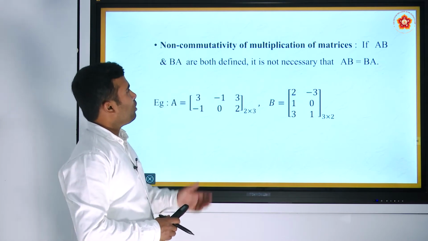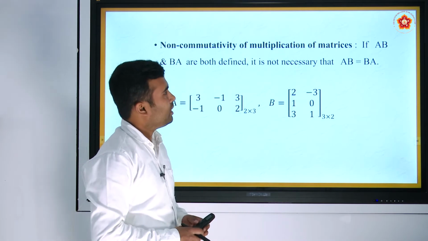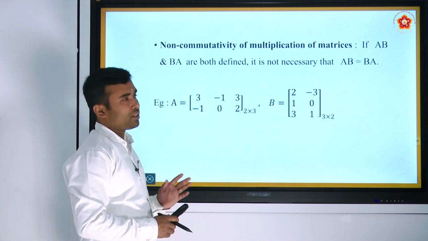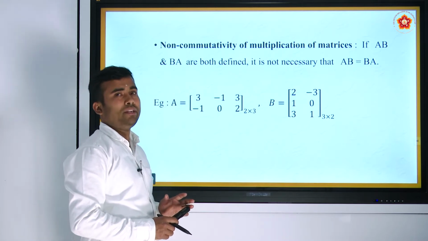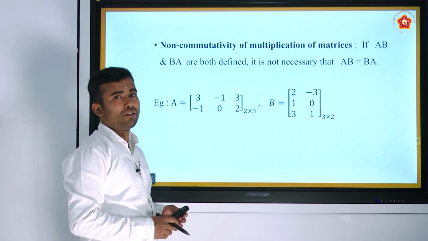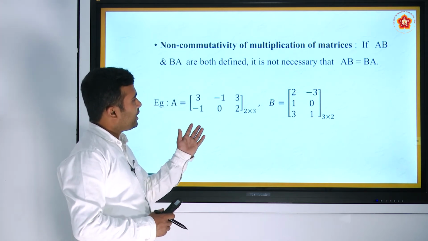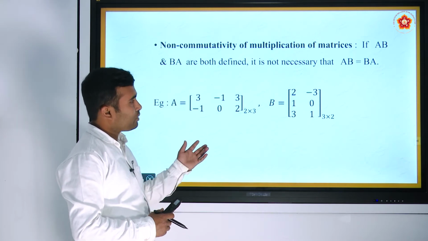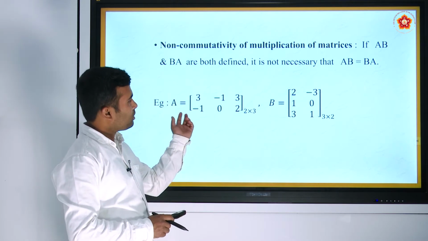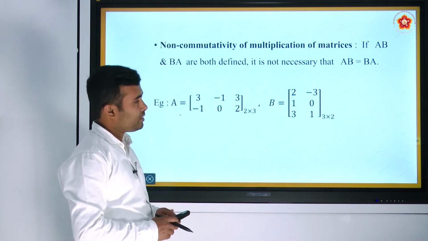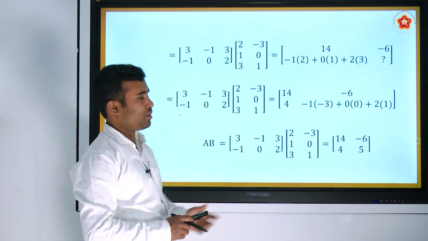Next, non-commutativity of multiplication of matrices. If AB and BA are both defined, it is not necessary that AB is equal to BA. It may be non-commutative, understand? So here we have an example, and we found what AB is in the last slide. You can see the product of these two matrices, that is A into B, is 14, minus 6, 4 and 5.